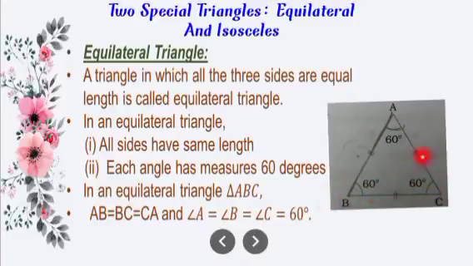So all three angles, how much will it come? 180 degrees. In an equilateral triangle ABC, AB is equal to BC is equal to CA, and the angles are also equal: angle A is equal to angle B is equal to angle C.